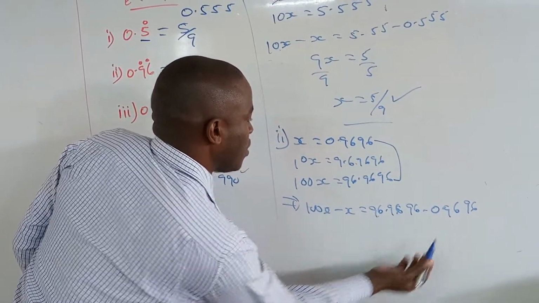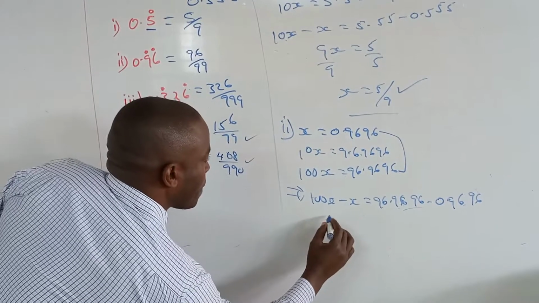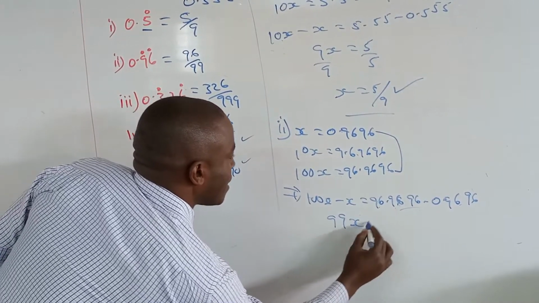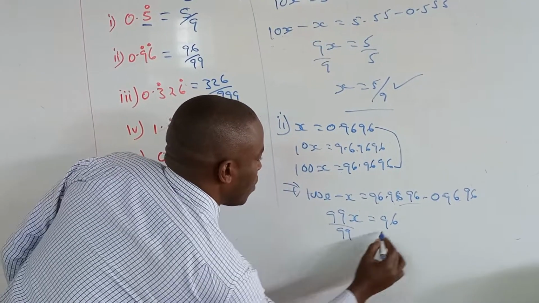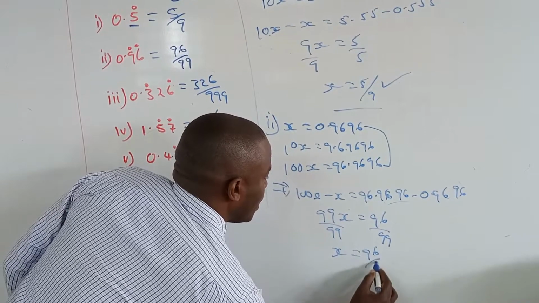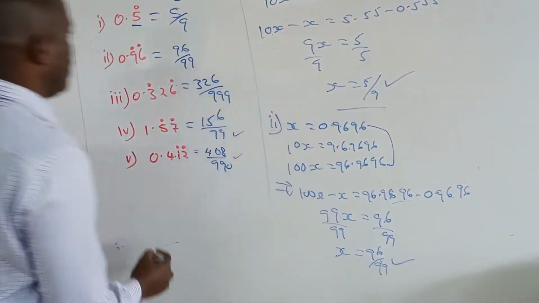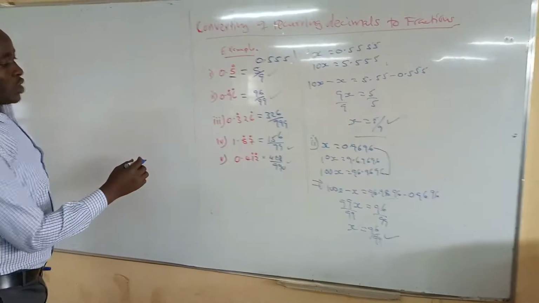So 96 minus 0 is 96, and this one gives you a 0 after the decimals. So we shall have 99x equals 96 all over 99. So you realize that x equals 96 over 99. You realize that's what we got. Then we continue with the same.